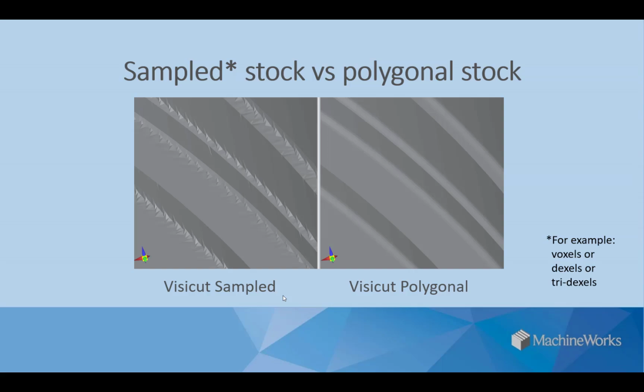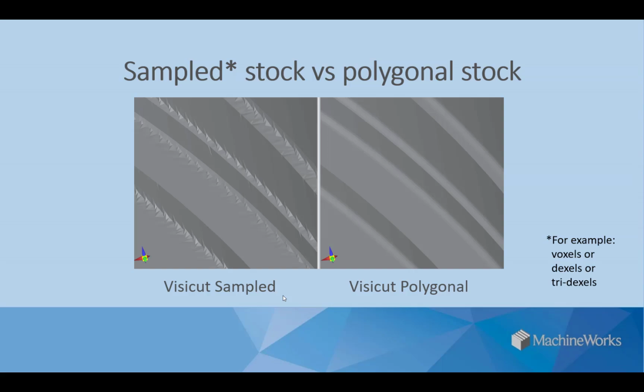So most of our customers these days use the Visicut engine for most of the simulations. But Visicut also has a sampled engine, and by sampled, I mean other phrases for sampled are things like voxels, dexels, tridexels, or whatever. The Visicut sampled engine, we used to call it sample cut, but it's now just hidden behind the Visicut API, so it doesn't have a name. It's just the sampled mode of Visicut, and it's based on tridexels. So it's a fixed grid of points in space.